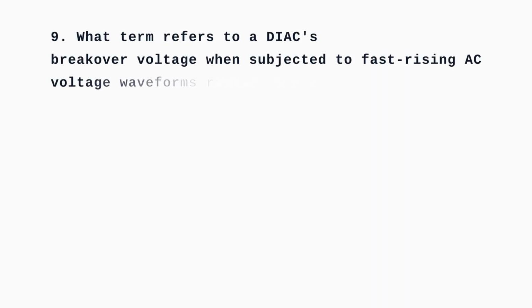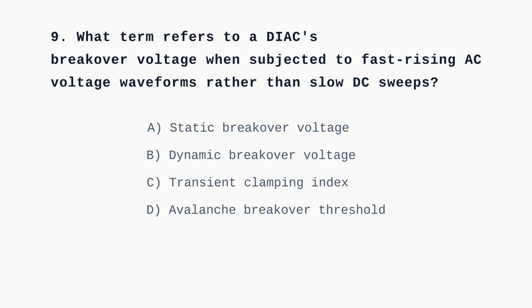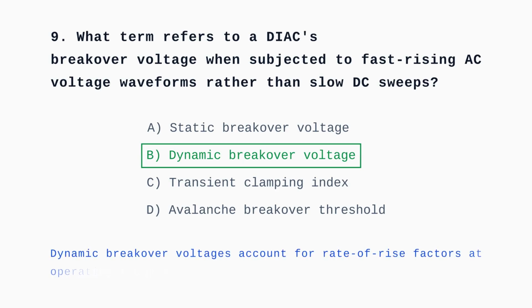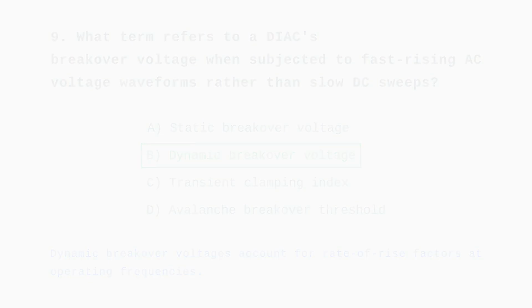Question 9. What term refers to a DIAC's breakover voltage when subjected to fast-rising AC voltage waveforms rather than slow DC sweeps? Under AC operational conditions, the exact voltage at which a DIAC switches can shift. This is referred to as the dynamic breakover voltage.